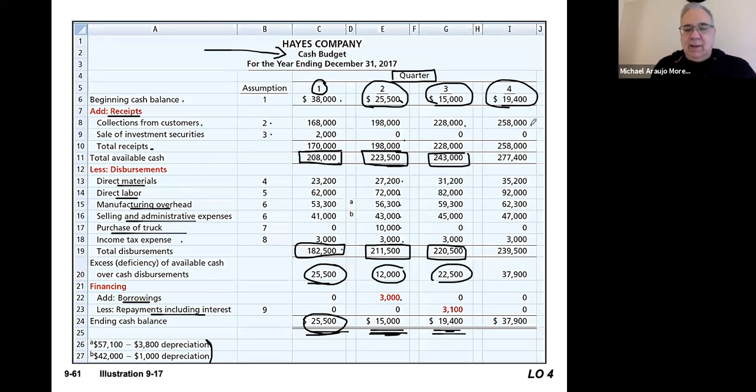Again, you're adding in the cash you're expecting to collect, total amount of cash you have, total amount of cash you need, and the difference. So at the end of the fourth quarter, you're going to have $37,900. This ending cash balance in the fourth quarter is going to be on your balance sheet for December 31st. That's what your cash is going to be.